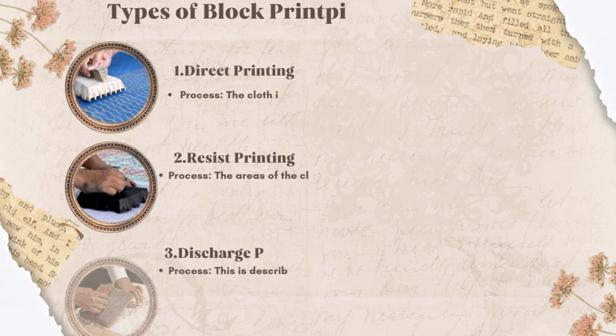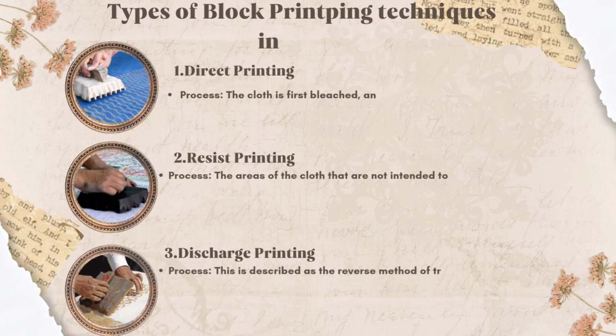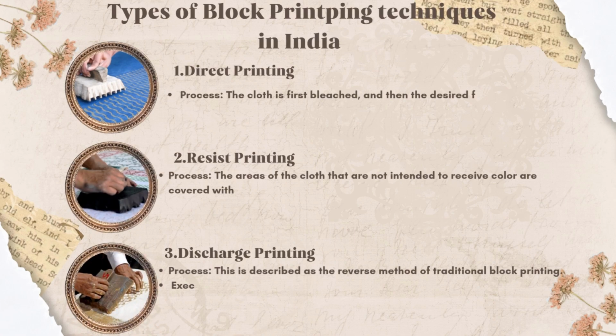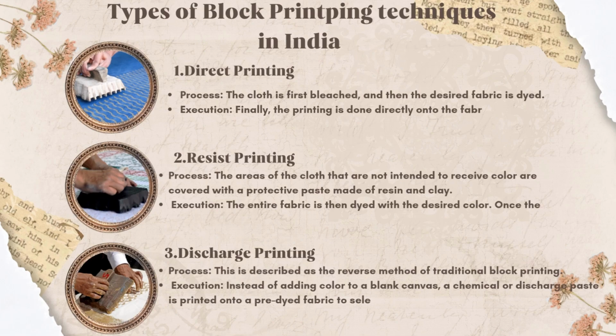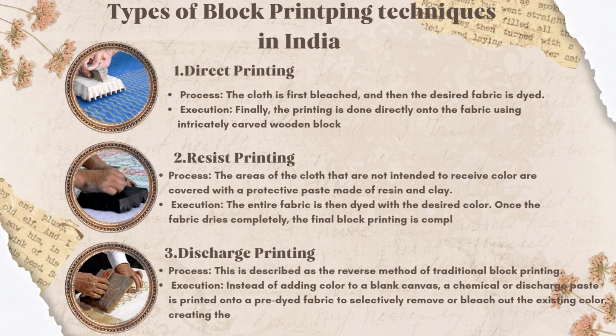So next one is types of block printing techniques in India which we use. First one is direct printing. Second one is resist printing. Third one is discharge printing. As we can clearly see in these three pictures, these are videos relatable to each category.